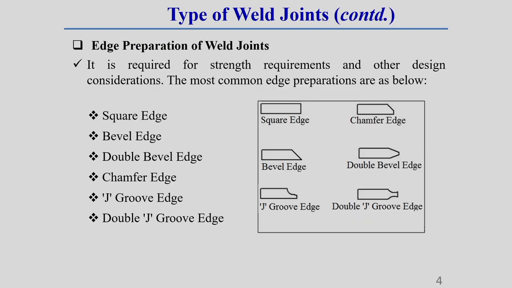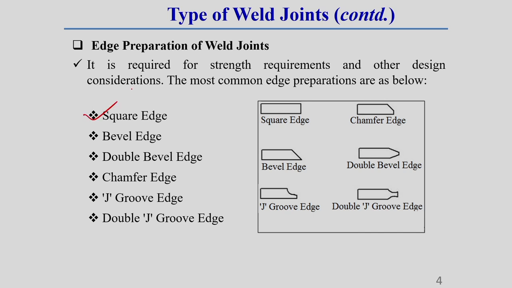Now you see these joints can also have different subcategories. This depends on the type of edge preparation, so you should know the different types of edge preparation. Generally we do the following edge preparations, which are required for strength requirements and other design considerations. These are the 6 different edge preparations most commonly used in the actual field, that is why I am showing them here.